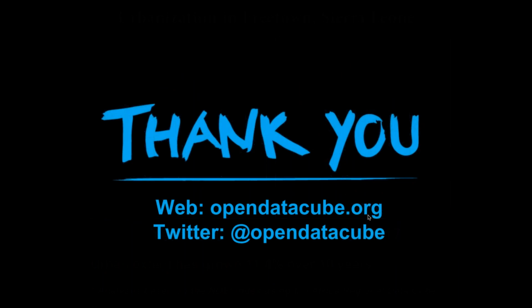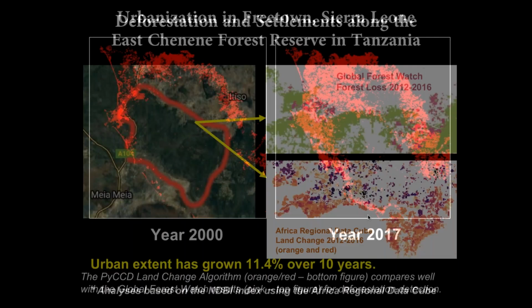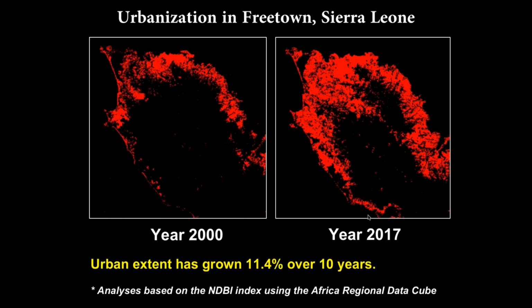Oh, go one more. This one. This is the urbanization algorithm, Freetown, Sierra Leone. Urbanization can be tricky to pick up. If you run a simple urban index like the normalized difference built-up index, NDBI, sometimes it works well, sometimes it does not. You have to really just test it and play with it and compare it to some known data.